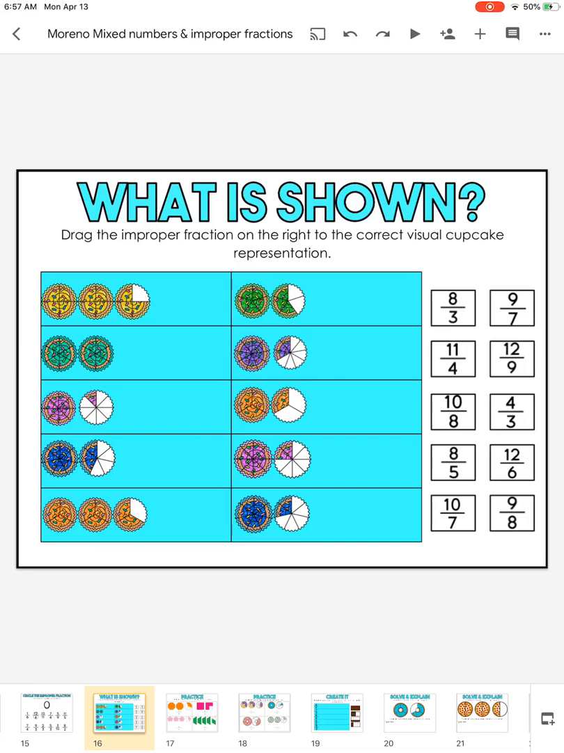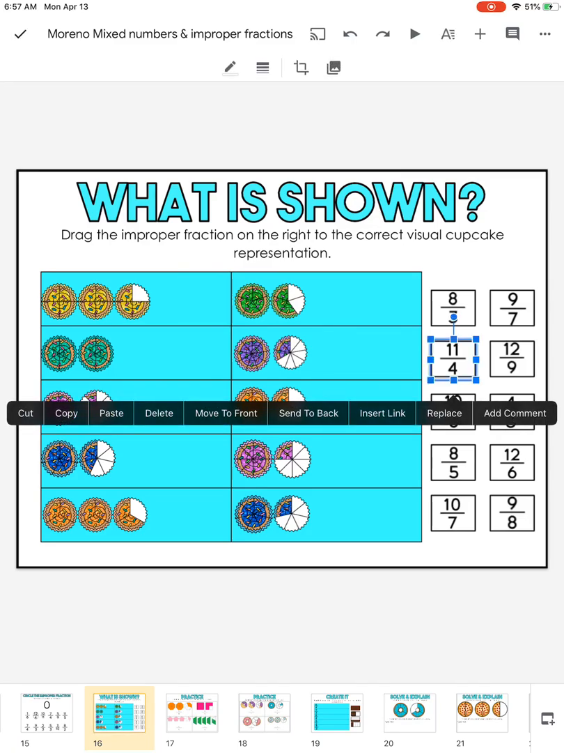Drag the improper fraction on the right to the correct visual cupcake representation. All right, so this top left one, this is divided into 4 pieces. So that first one is 4 pieces plus another 4, that would be 8 pieces. No, 8, 9, 10, that's 11 total pieces, and it's divided into fourths. So it's 11/4.